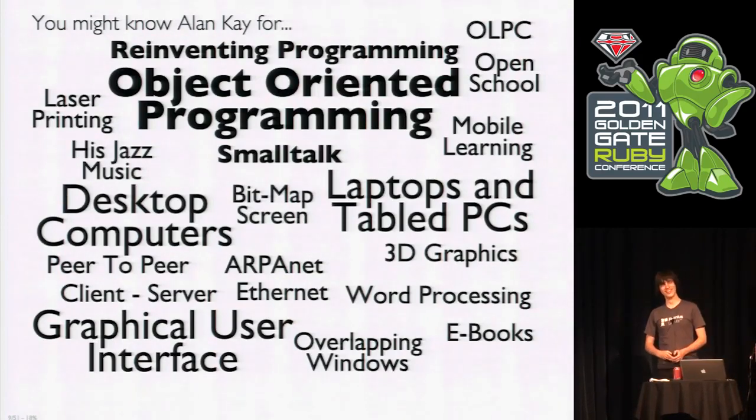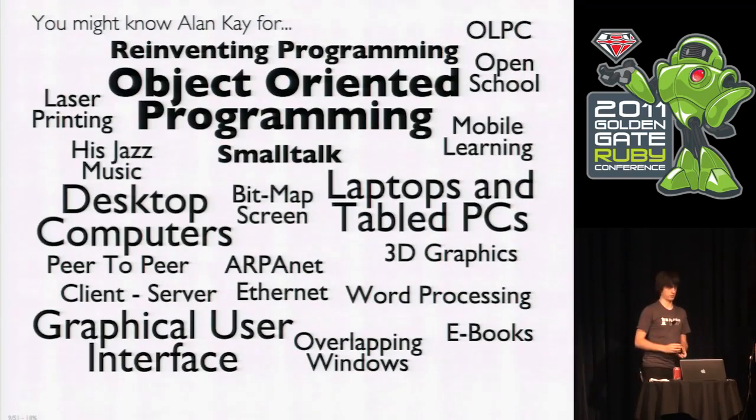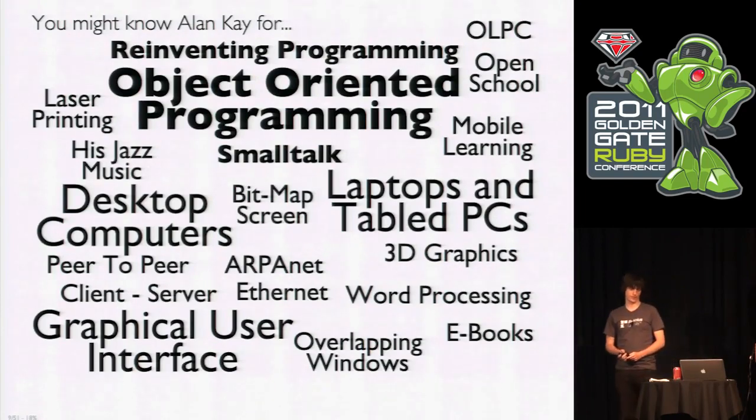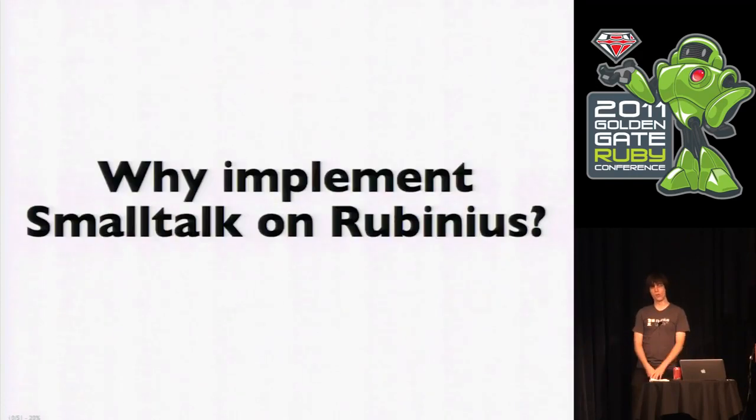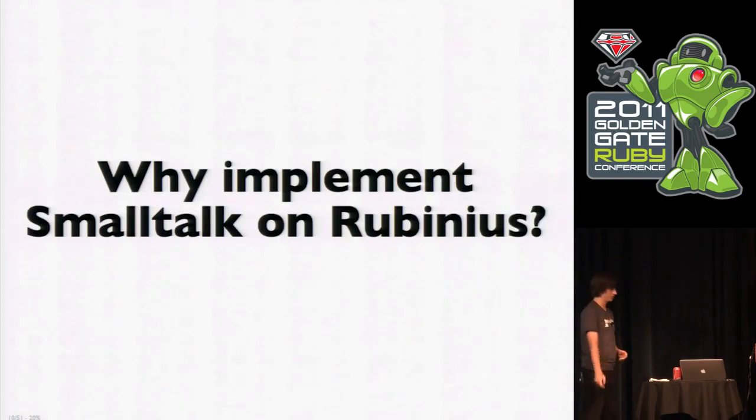Among other things, he is one of the developers who started the Smalltalk programming language, which was the first complete object-oriented programming language. Somewhat like Ruby, it is nearly completely object-oriented now. And I'll show you some Smalltalk in a bit. But why would someone want to implement Smalltalk on Rubinius?